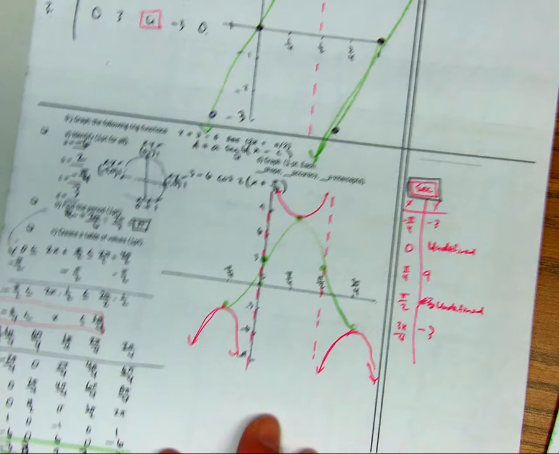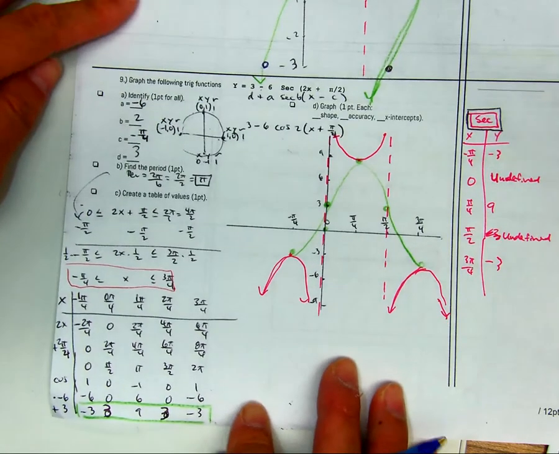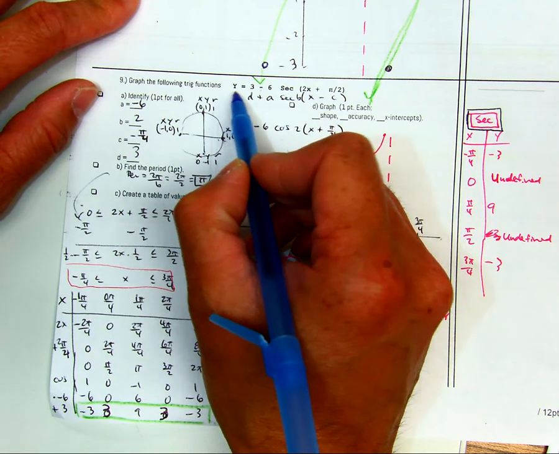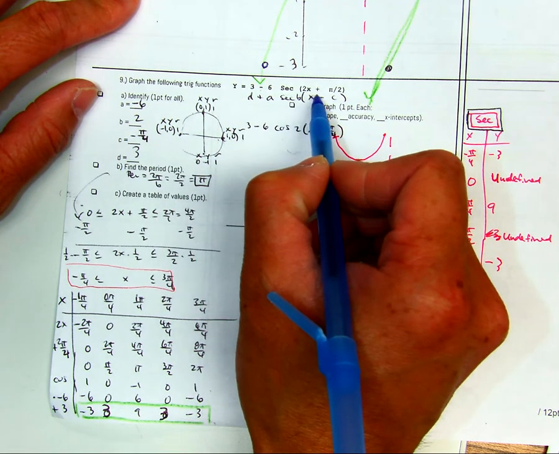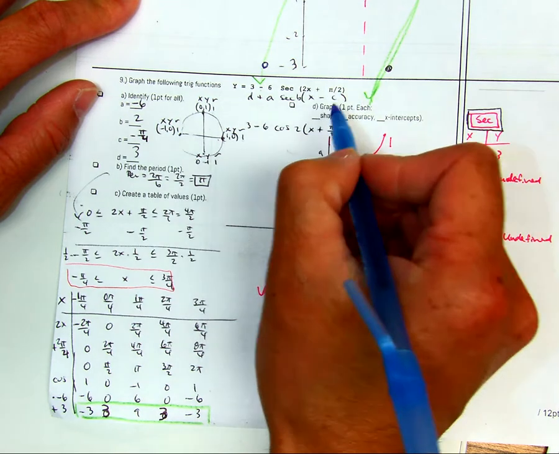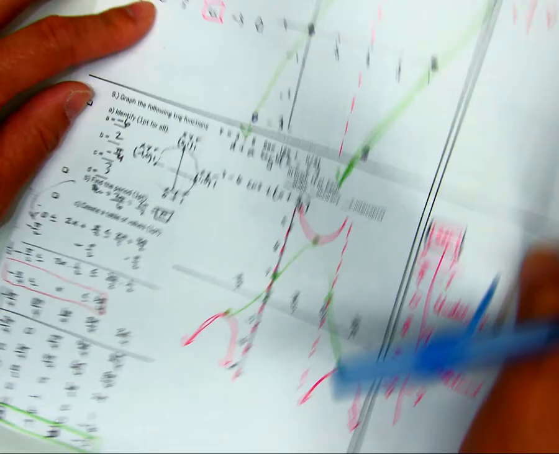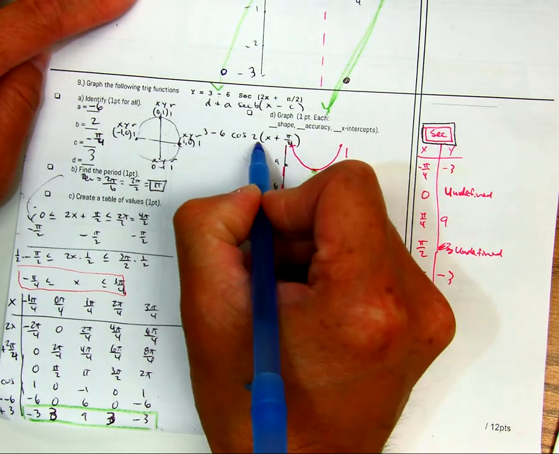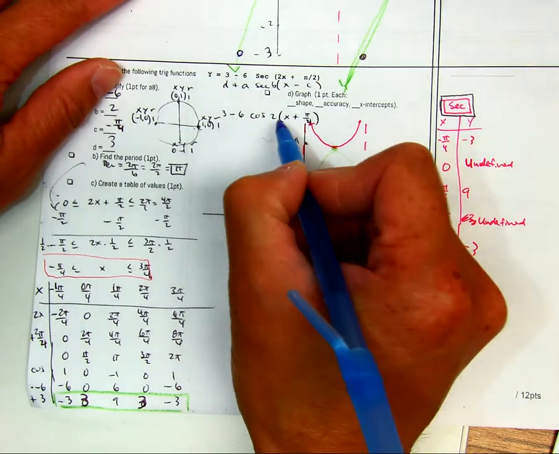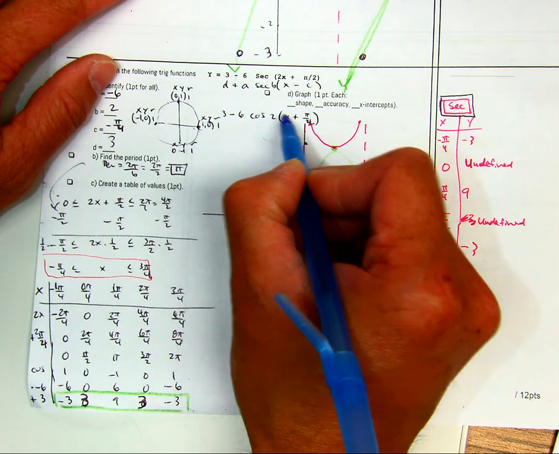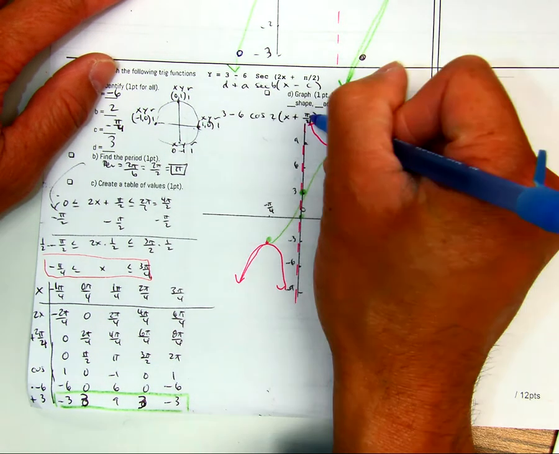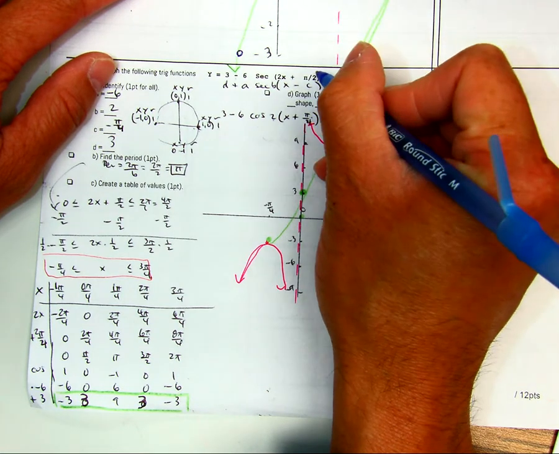Question number 9. Secant, 3 minus 6 secant, 2x plus pi over 2. The first thing you need to do there is factor out a 2. You have 2 as my GCF. So 2 times x gives me 2x. 2 times pi over 4 gives me pi over 2.